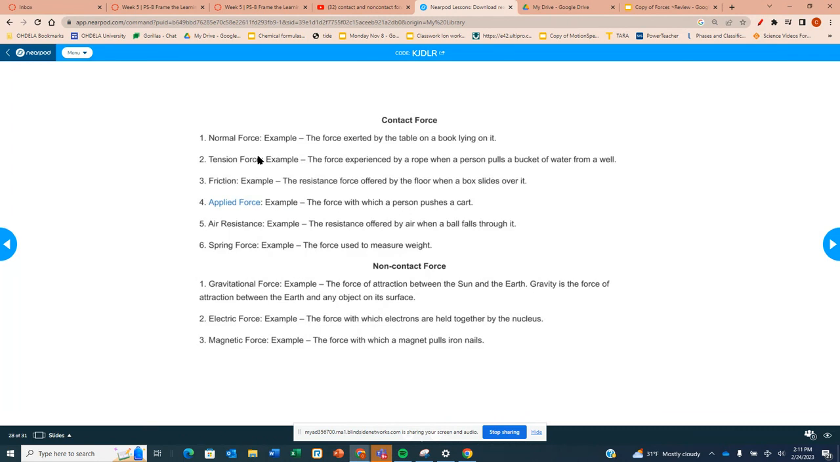All right, so contact forces. Normal force is the force exerted on it by a table. Tension is the force experienced by a rope when a person pulls on a bucket by hand to bring water up a well. Friction is the resistance offered by the floor as the box slides. Applied force is when a person pushes it. Air resistance is offered by the air when the ball falls through it. Spring force is used to measure weight, so we use those. And then the non-contact forces are again gravitational, field force, and magnetic force.